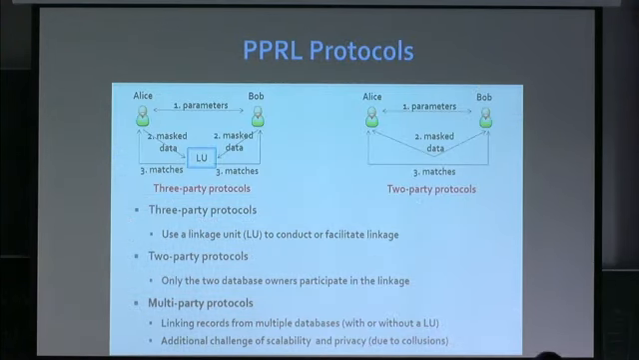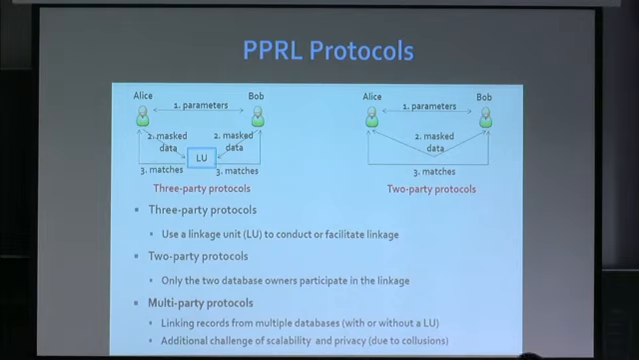There have been various data masking techniques and privacy preserving record linkage techniques developed in the literature, and these techniques can be categorized into two groups, which are three-party protocols and two-party protocols. In three-party protocols, a linkage unit is used to conduct or facilitate the linkage of data sent by the database owners, while in two-party protocols only the two database owners participate in the linkage.